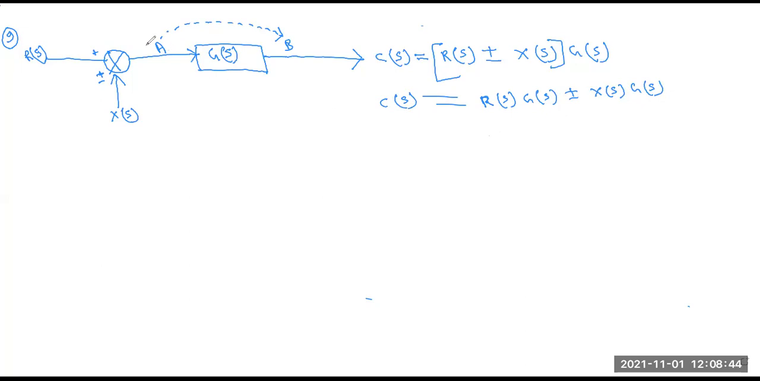Now the question is shifting a summing point. This is a summing point, from a position before a block. This is the block, so we have to shift this summing point after this block. Then finally the figure comes out.